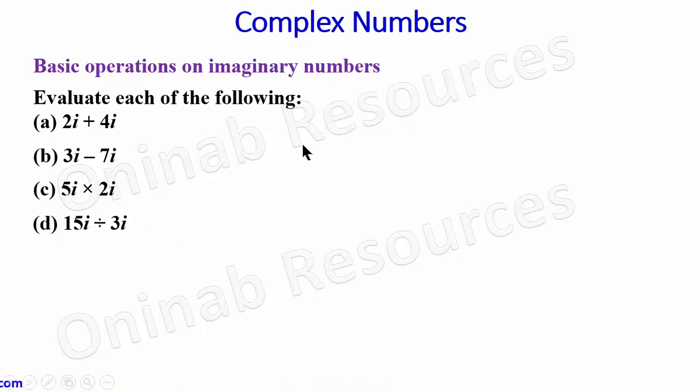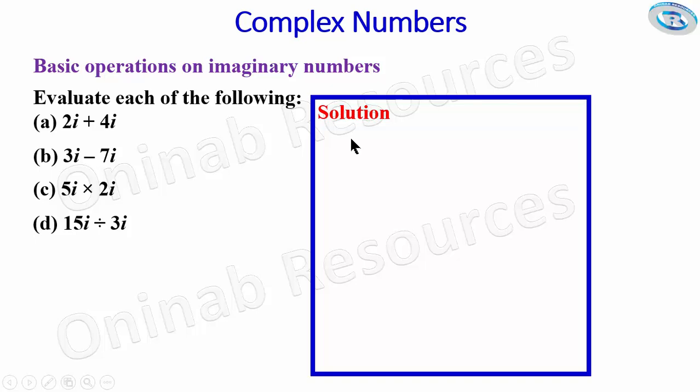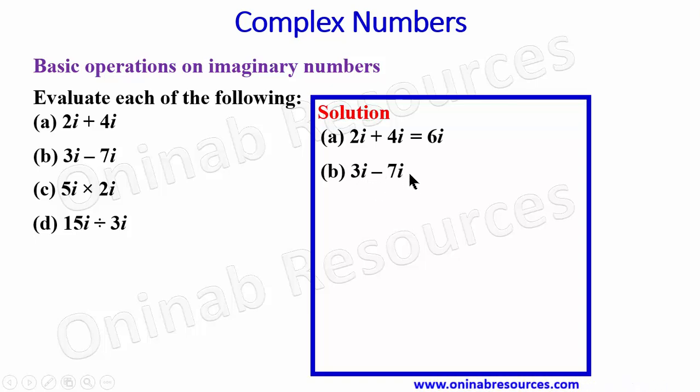So in our solution, we start from A, 2i plus 4i, and that's going to just give us 6i. It is as good as saying 2x plus 4x, which gives 6x. So the same thing here, 2i plus 4i gives 6i. Then for B, we have 3i minus 7i. 3 minus 7 gives negative 4. So 3i minus 7i gives negative 4i.